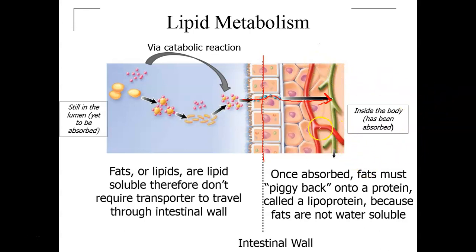Now, once they're in the blood, or the lacteals, doesn't really matter, once absorbed, fats must piggyback onto a protein. Therefore, they're then called a lipoprotein. Why? Because fats are not water soluble. Because they are not water soluble, they've got to have something which allows them to travel through this aqueous water unhindered. That's why they piggyback onto that protein, and that's where they are able to actually travel through the water, or the blood.